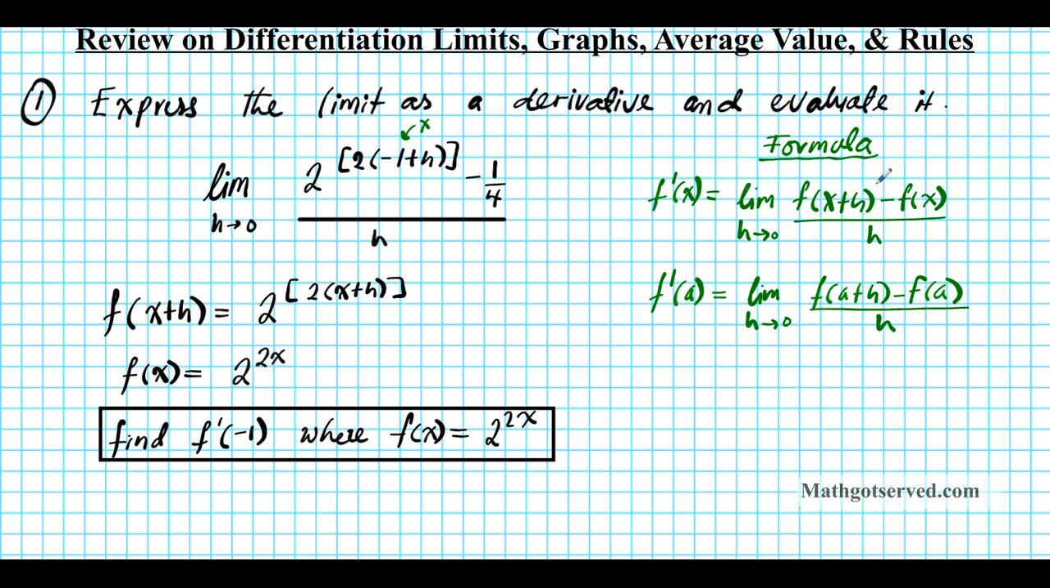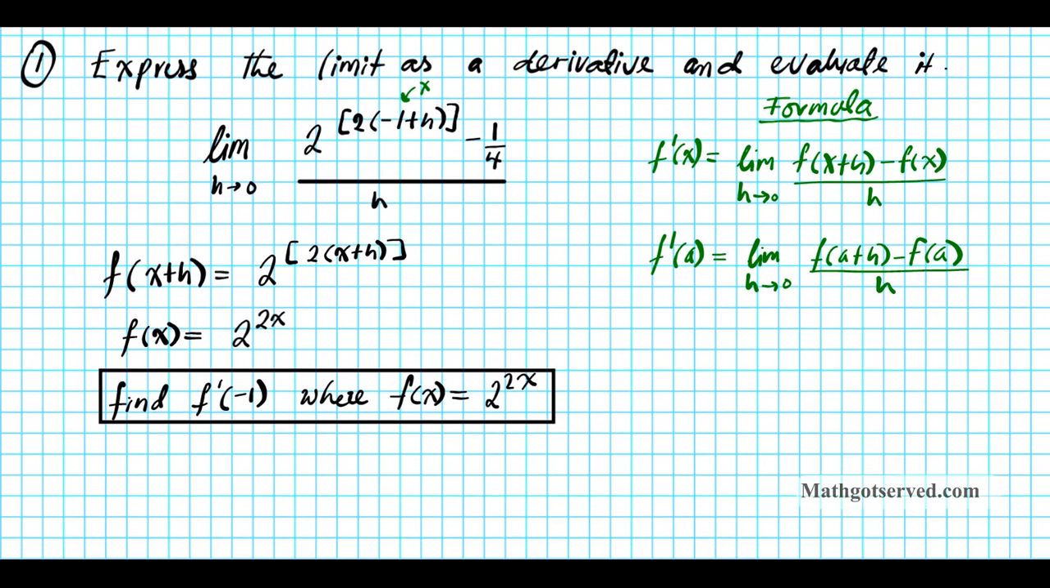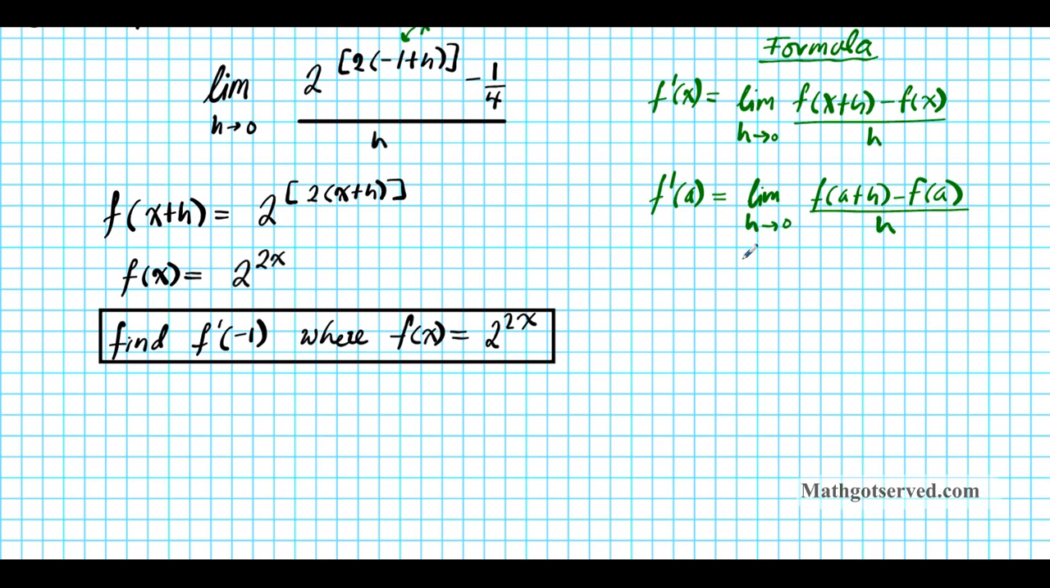The problem also asks us to evaluate the limit, the derivative. So let's find the derivative of this function at x equals -1. To do this, first thing we'll do is differentiate the function, and then we'll plug -1 into the derivative, alright? So the function f of x is 2 raised to the 2x. So the formulas that we're going to use are as follows.